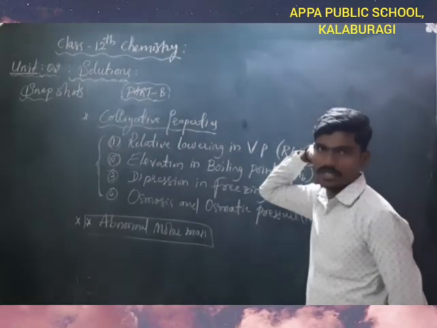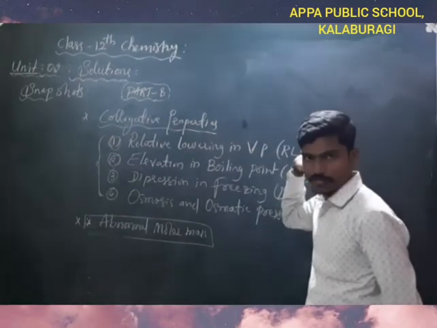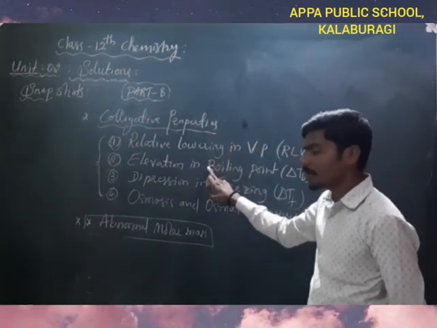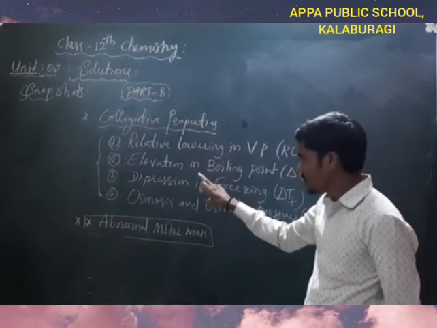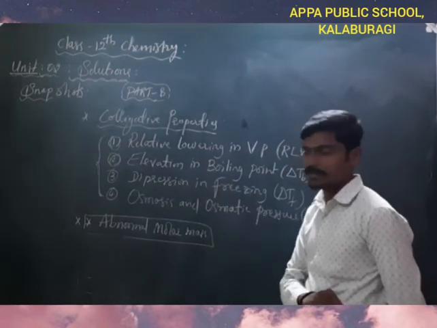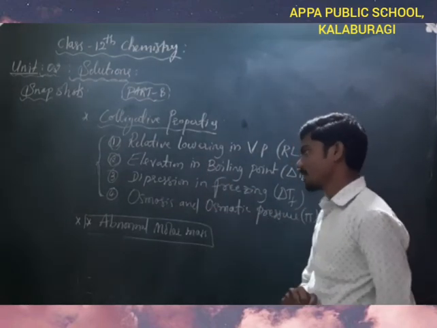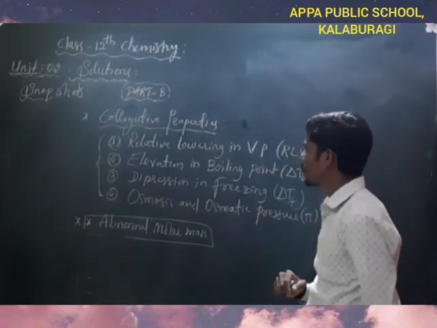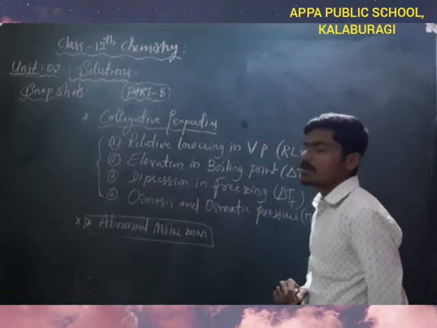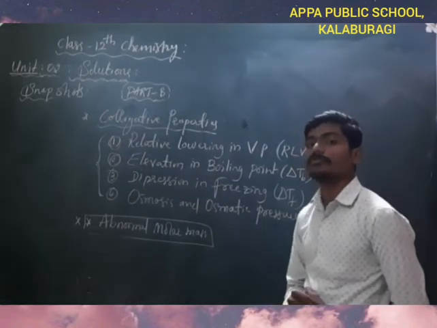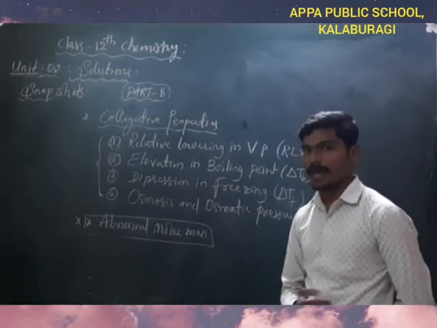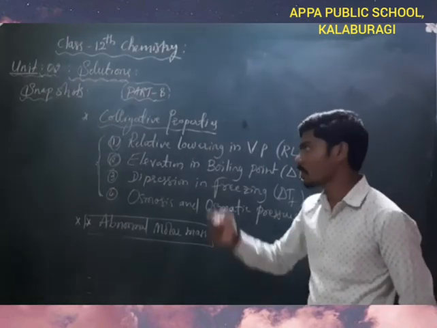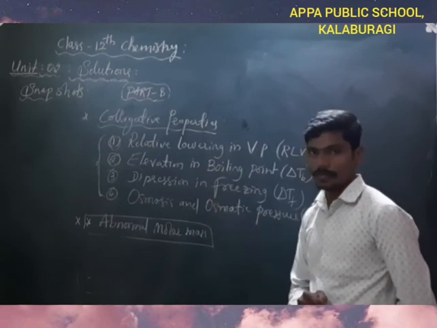The syllabus, colligative properties: relative lowering of vapor pressure is one colligative property. The second is elevation in boiling point. Third is depression in freezing point. And the fourth one is osmotic pressure. So these are the 4 colligative properties. On each colligative property we need to solve many problems, a minimum of 20 to 25 questions on each, right?